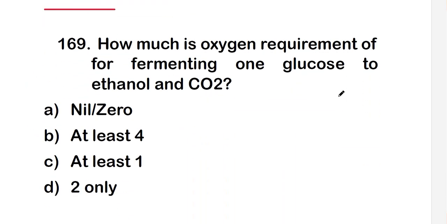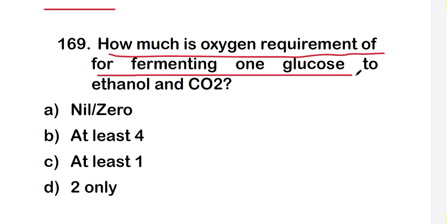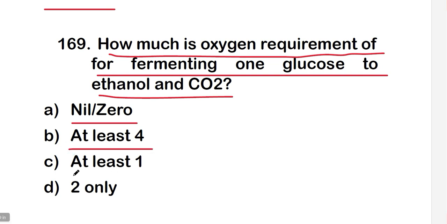The next one is how much is the oxygen requirement for fermenting 1 glucose to ethanol and CO2? The options are option A, nil or 0, option B, at least 4, option C, at least 1, option D, 2 only.